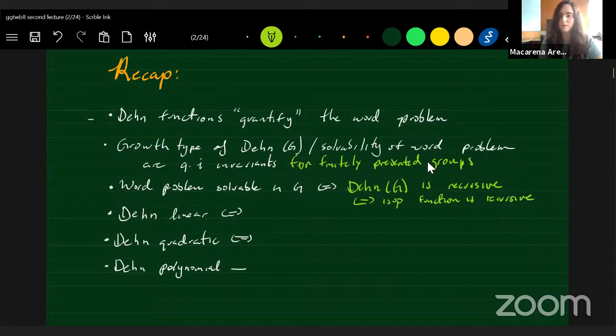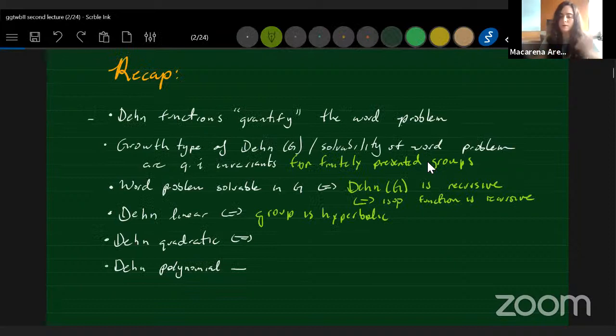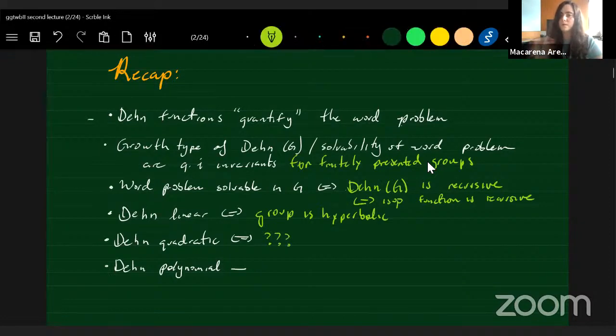We also saw that the Dehn function of a group is linear if and only if the group is hyperbolic. So this is a characterization of hyperbolicity, equivalent to the definition of being hyperbolic. And we saw a bunch of examples of groups with a quadratic Dehn function, a whole class of them, of a wide variety. It's not clear what they have in common other than the fact that they have a quadratic Dehn function. So that's still sort of a bit mysterious.